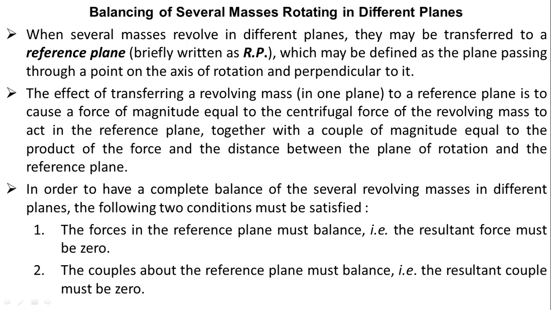So in this case, what you have to consider is that it will not be in a single plane now. Balancing of several masses rotating in different planes means you have to consider the different planes. If 4 different planes are there, 4 masses will be attached in different planes. So in this, apart from taking a force polygon, you have to take a couple polygon also, because the distances between the planes also you need to consider. So there you will be getting the couple.